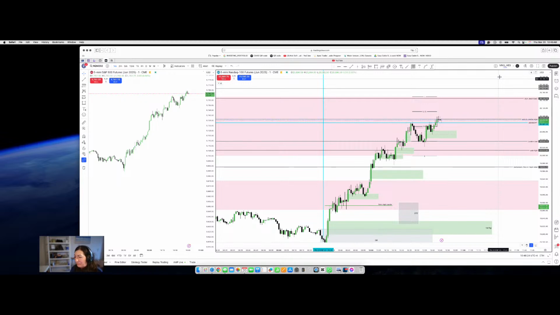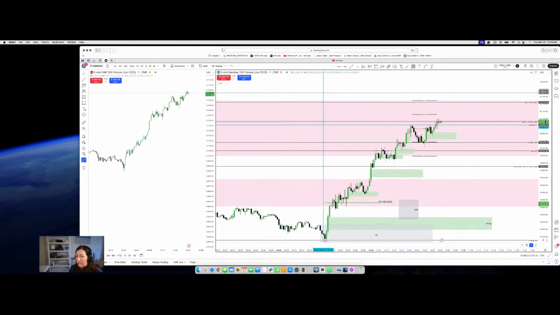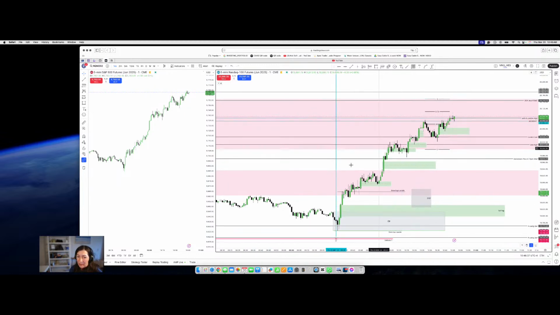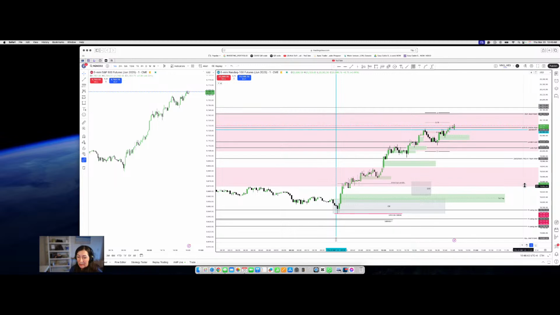He talks about this concept of wanting to sell when price is above midnight and buy when price is below midnight. I think I mentioned that earlier this morning when I said midnight is up here, so it's a potential day for bullishness.